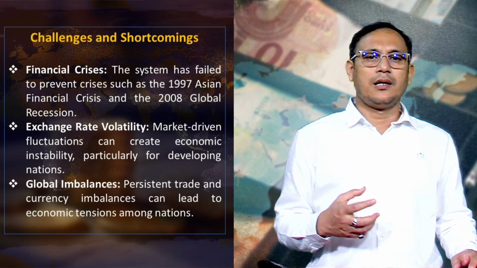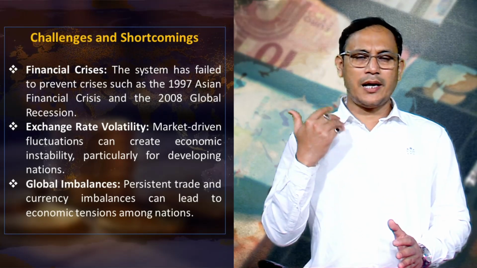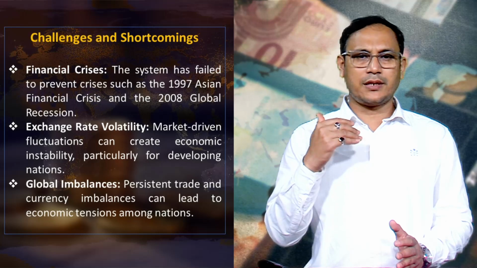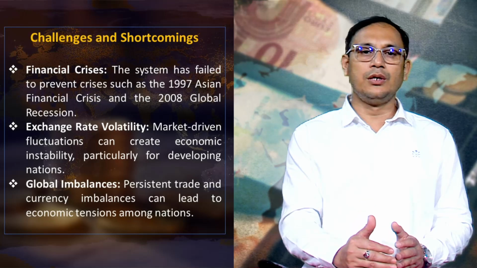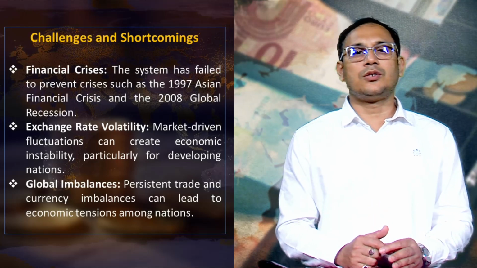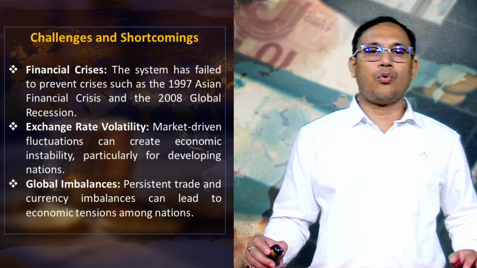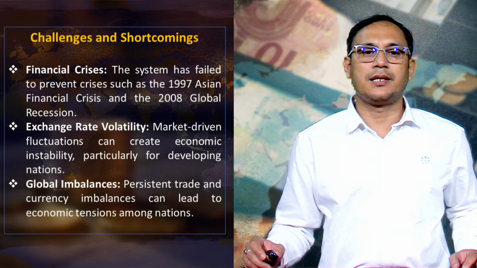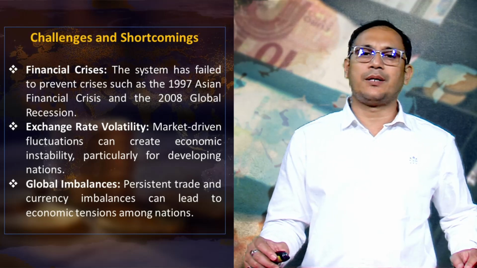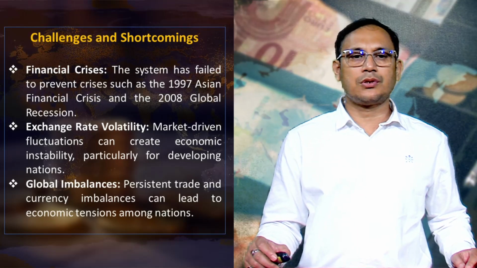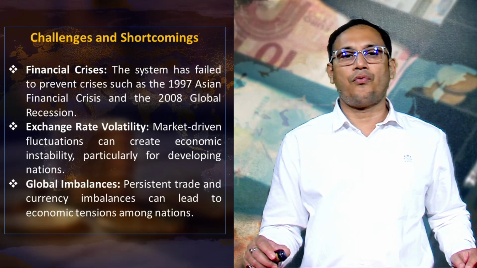So these are some of the financial crises where the current financial system was unable to control or restrict those crises. That is why inability to prevent financial crisis is considered one of the important shortcomings of the current system. Another important shortcoming which we can cite is exchange rate misalignment. Managed floats sometimes fail due to external or internal factors.